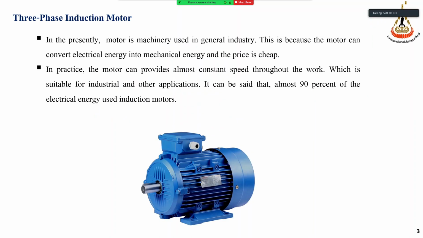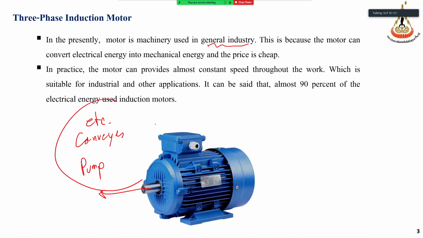So the 3-phase induction motor is presently the machine used in general industry, and it is because the motor can convert electrical energy into mechanical energy, and the price is cheap. This is not very expensive for this type of machine, right? And it's very convenient. We just supply the electric to this type of machine and it will drive. It depends on what we connect it to drive, right? For example, it can connect to pump or conveyor and etc. So anything that we need to drive.